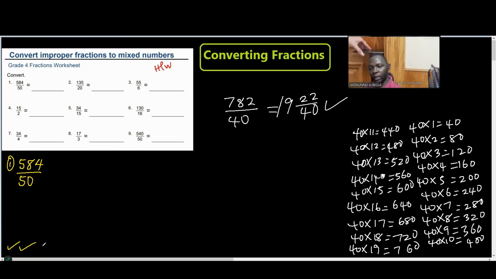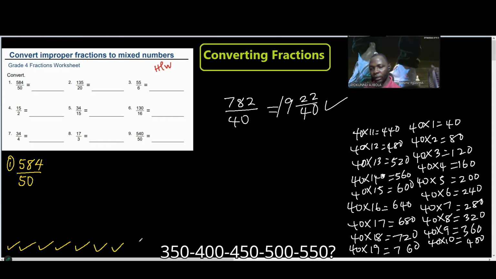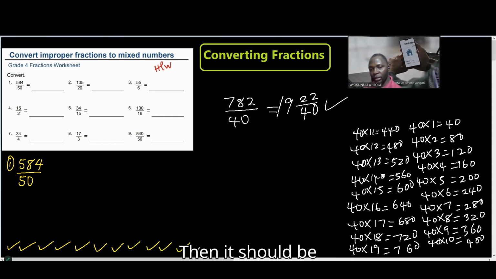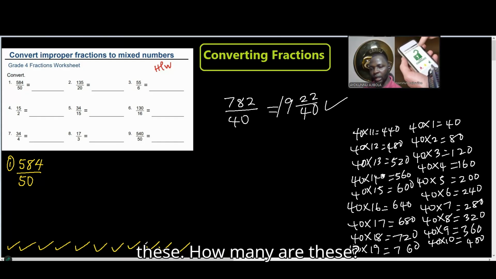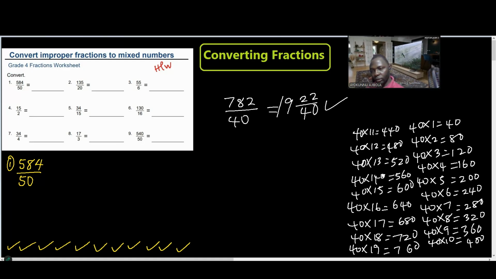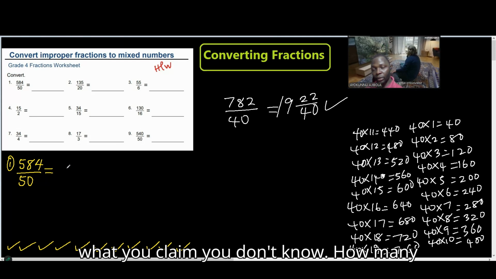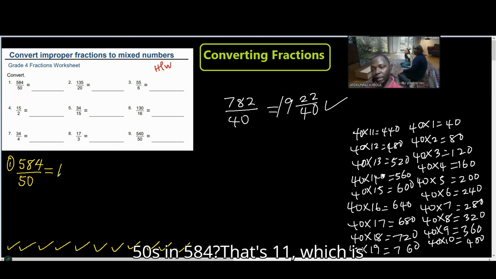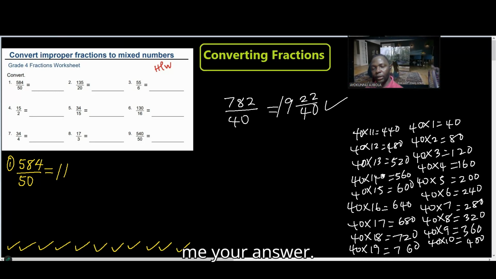50, 100, 150, 200, 250, 300, 350, 400, 450, 500, 550. Then it should be 600, but I will not get there. So count this. How many are these? 11. So how many 50s in 584? That's 11, which is 550. Remove 550 from 584 quickly and tell me your answer.